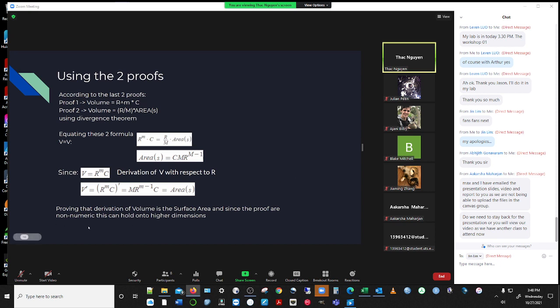And since this proof is not numeric in m, the dimension, it can hold for high dimensions. Thank you so much for listening.